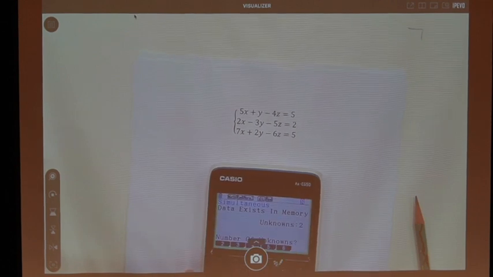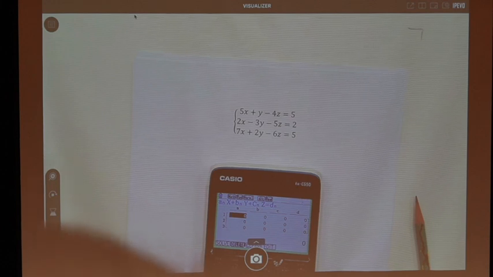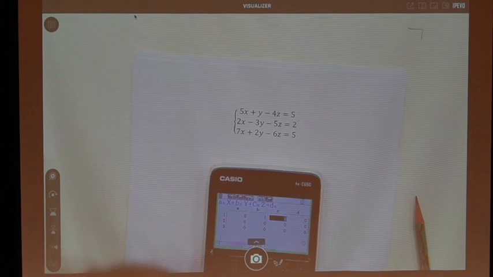So this time, instead of 2 unknowns, we've got 3. Remember the number of unknowns has to be the same as the number of equations. 3 unknowns, 3 equations. 4 unknowns, 4 equations, etc. Even if you have a set of equations with 5 unknowns, the GDC can help you.